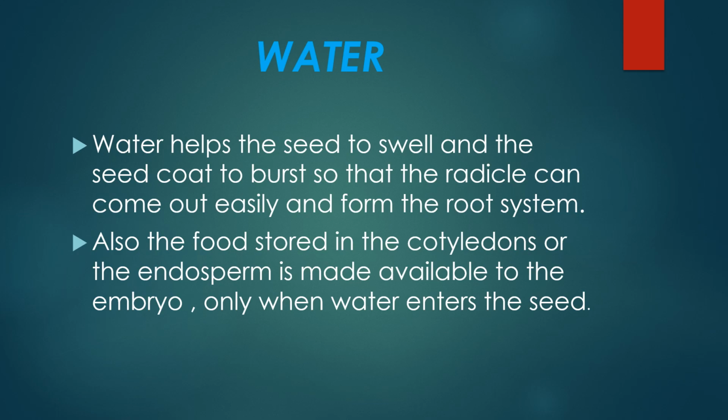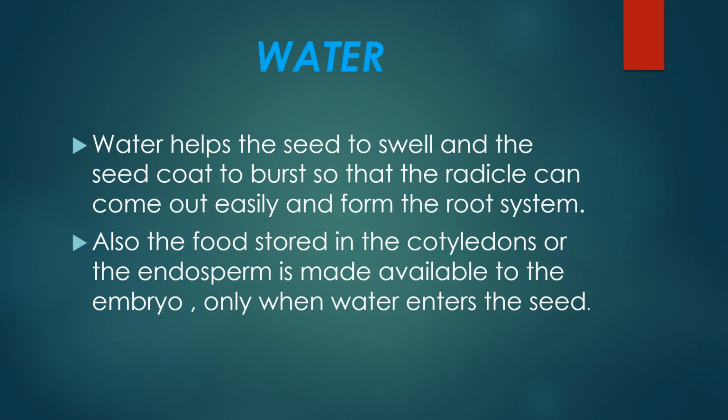First of all, water. Why is water a necessary condition for the germination of the baby plant? Because water will help the seed to swell, and as the seed swells, the seed coat will burst open. Then only the radicle will come out and the plumule will come out. Radicle will form the root system and the plumule will form the shoot system.